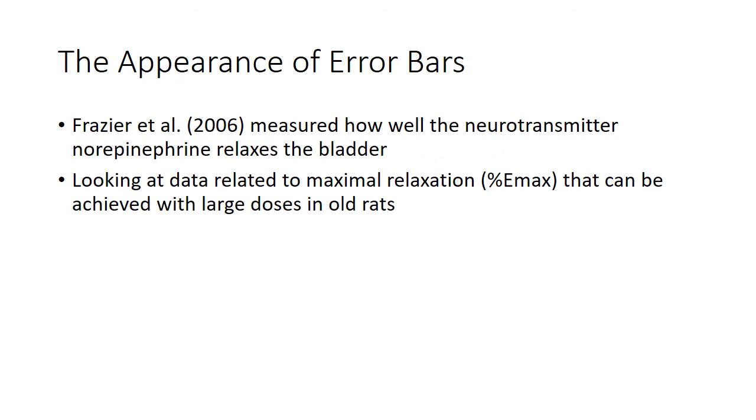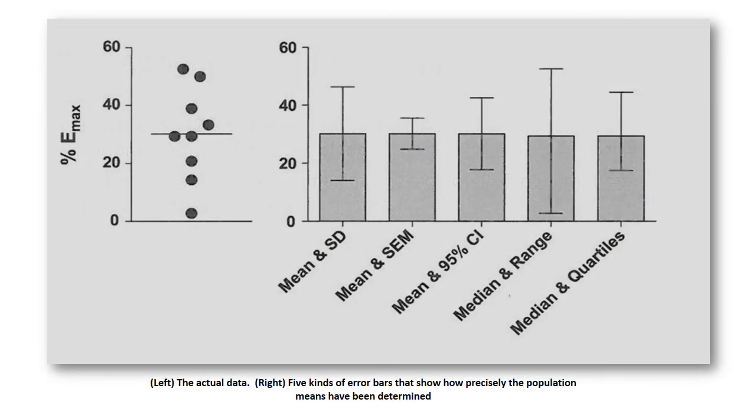So here is an example. We're looking at a study in 2006 that measured how well the neurotransmitter norepinephrine relaxes the bladder. As you guys have covered in physiology, you know that norepi is going to be in the sympathetic nervous system, and helps to relax the bladder to prevent urination. We're going to see that the data is related back to this percentage of maximal relaxation, or the percent Emax, that can be achieved in these rats. Very exciting information here, I know, but the main point is to look at the data that we can see.